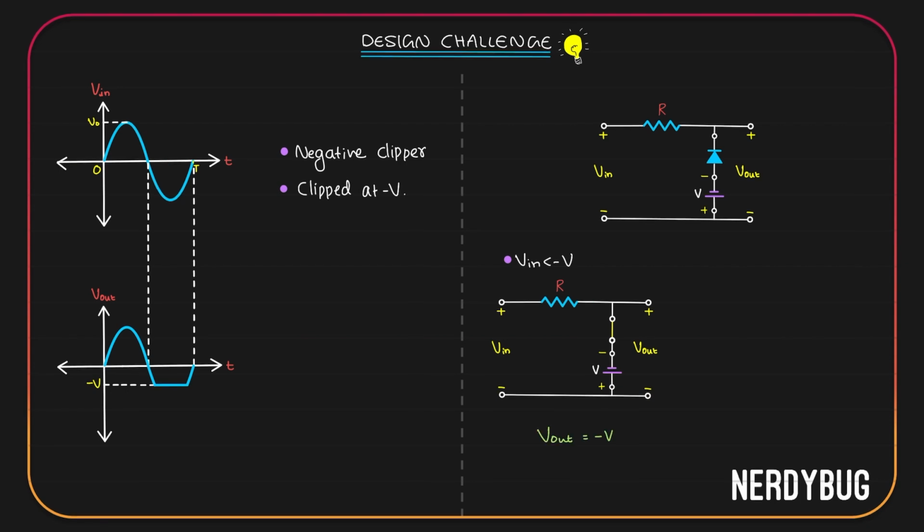Now if the input is greater than minus V, the diode will get a lesser negative potential here than what it already has here. So it will be reverse biased. We can model it as an open circuit like this.